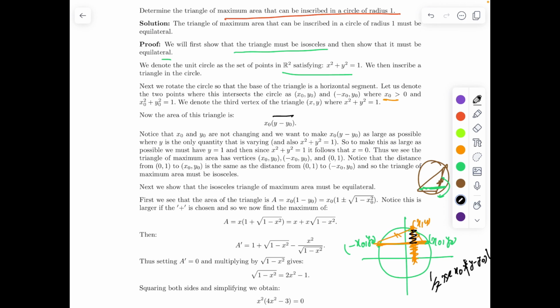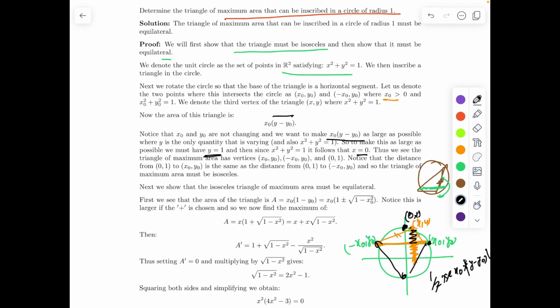So since x0 and y0 are not changing, we want to make this as large as possible, where y is the quantity that's varying, right? So this will happen if and only if we have y equal to 1, because that's the maximum extreme position it will go. So it follows x equals 0. We see that the triangle of maximum area will have the vertices this one, and exactly it's over here, that is (0, 1). So the triangle of maximum area must be isosceles, right?